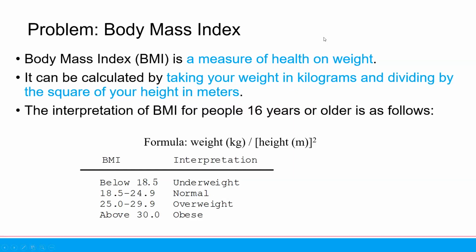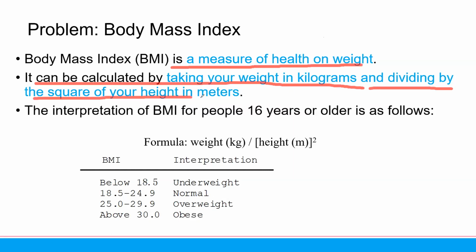So there is a problem about body mass index, BMI. BMI is a measure of health based on weight. It can be calculated by taking your weight in kilograms and dividing it by the square of your height in meters. I think you already had this problem before, how we calculate the BMI. But now we want to let the user know whether he is underweight, normal, overweight, or obese.